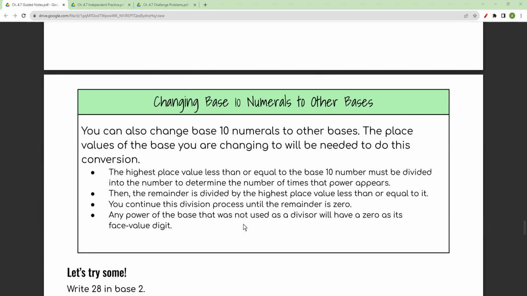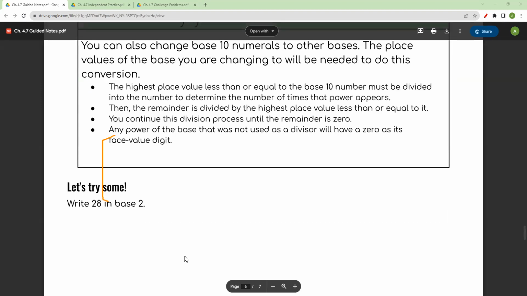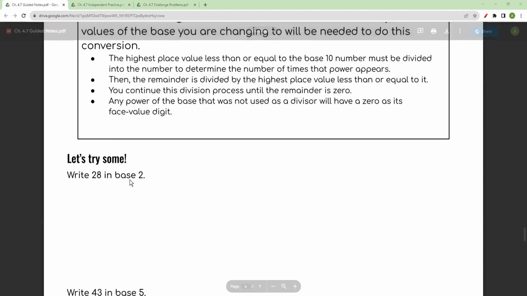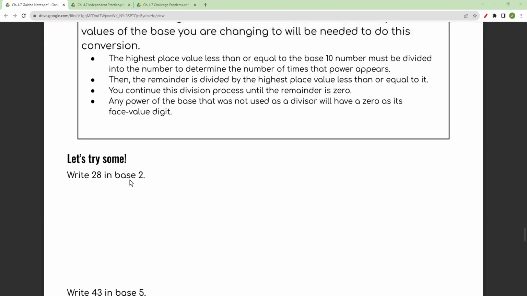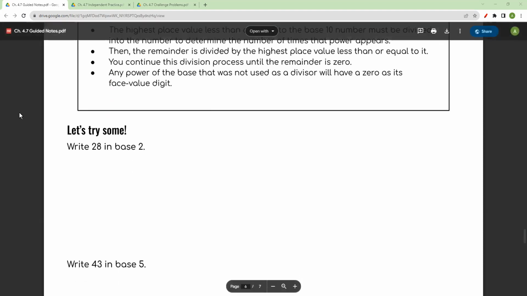The place values of the base you're changing to will be needed to do this conversion. There's a lot of text right here. You can read it on your own if you want. I'm not going to read it because it just comes out like blah, blah, blah anyway until you see it in action or in an example. So here's a good example. We want to tell the computer the number 28, our base 10 number 28. We want to translate it into the computer's code. How do we do that?